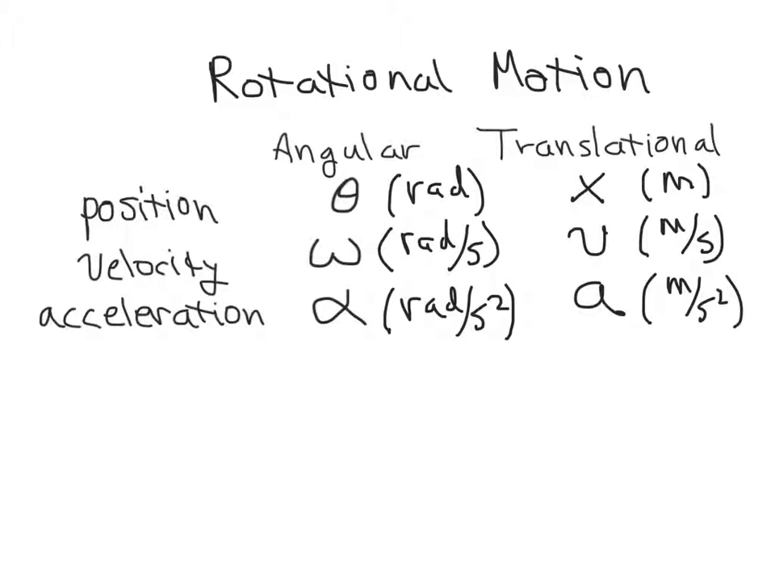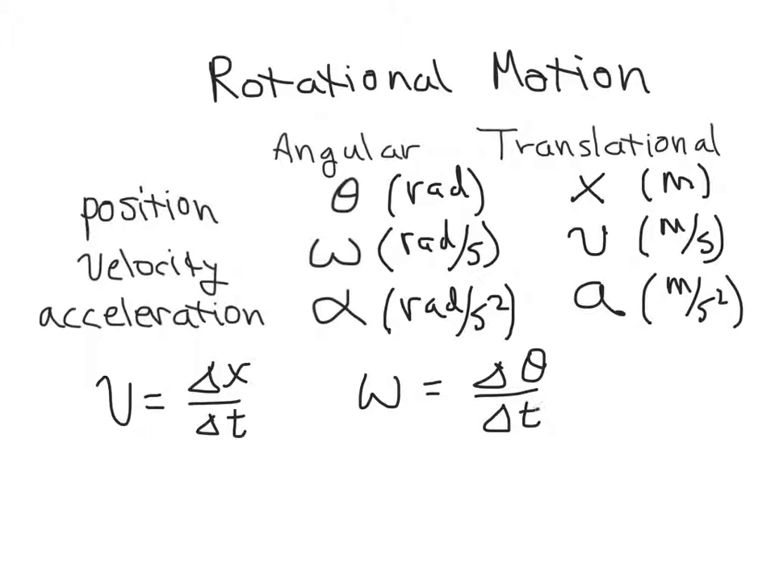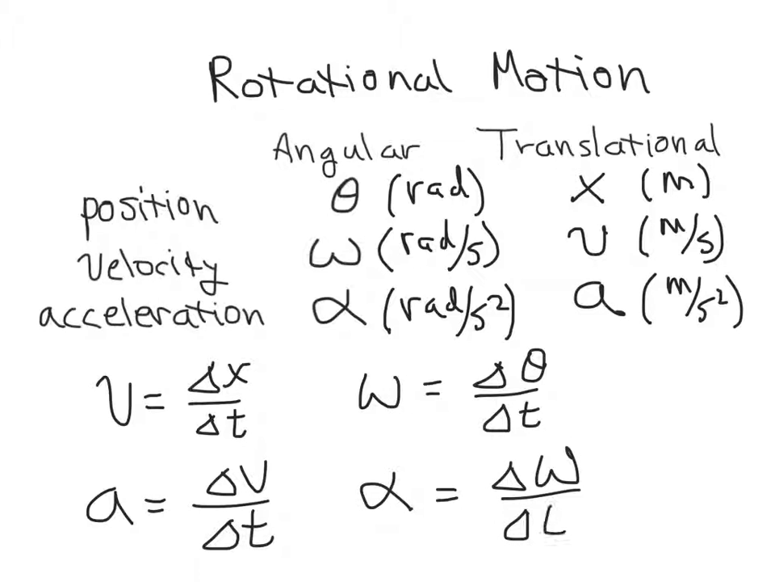So just as velocity in translational motion is change in position over change in time, the angular velocity, omega, is the change in angular position over the change in time. Similarly, in translational coordinates, the acceleration is the change in velocity over the change in time. And in angular coordinates, the angular acceleration alpha is the change in the angular velocity over the change in time. Notice that these formulas are very similar to each other, right?